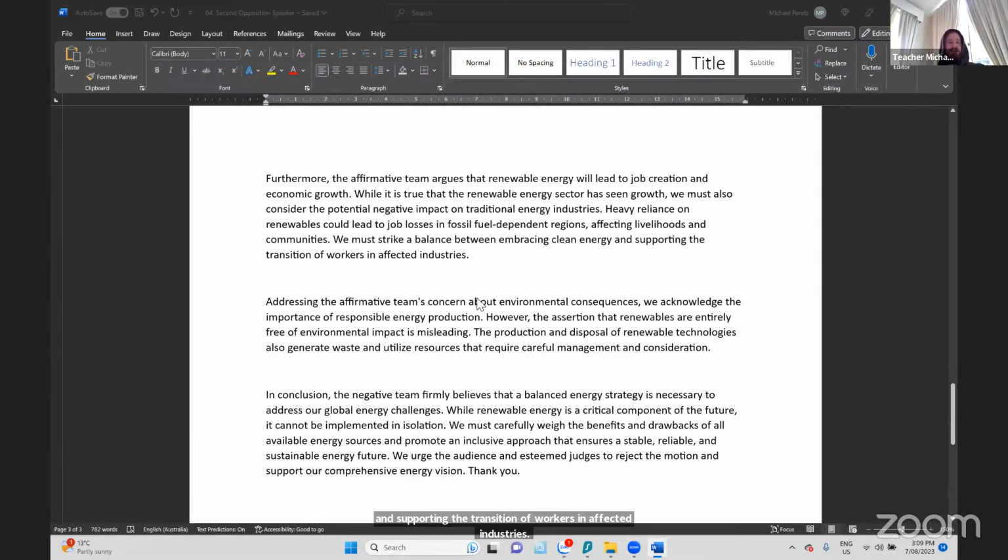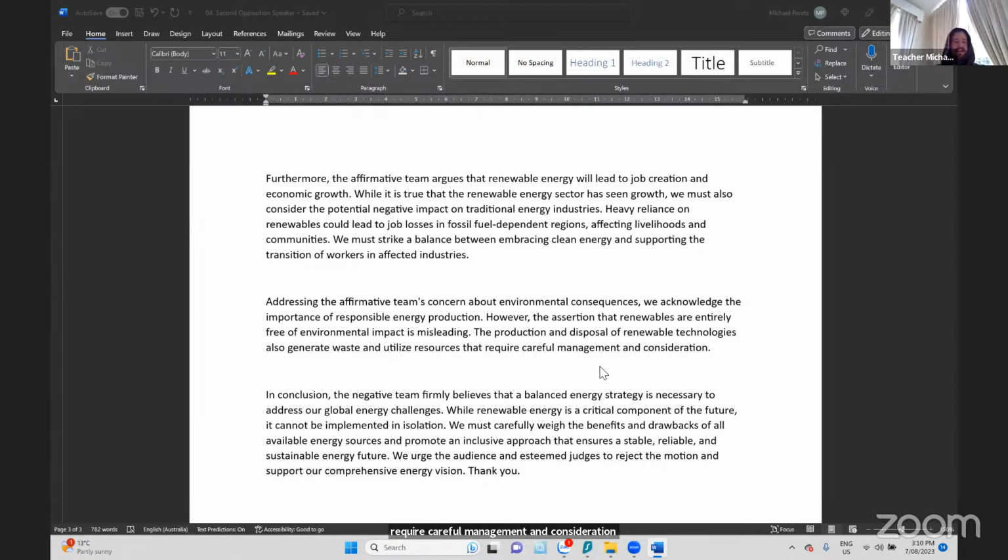Addressing the affirmative team's concern about environmental consequences, we acknowledge the importance of responsible energy production. However, the assertion that renewables are entirely free of environmental impact is misleading. The production and disposal of renewable technologies also generates waste and utilizes resources that require careful management and consideration.